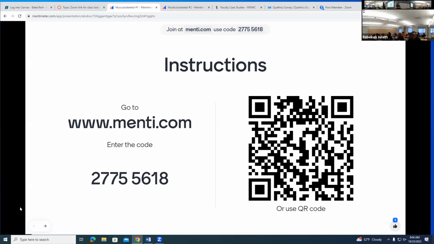All right, once you've filled out your KWL, go ahead and join the Menti. You can scan the QR code, or you can go to menti.com and enter that code.